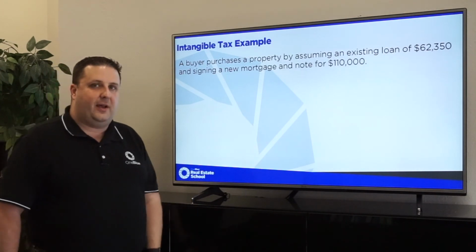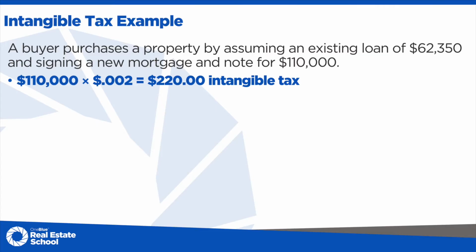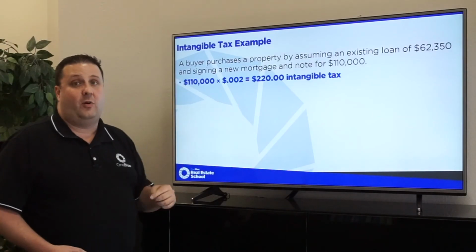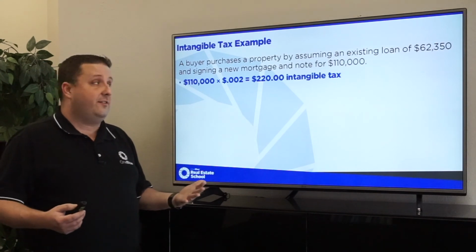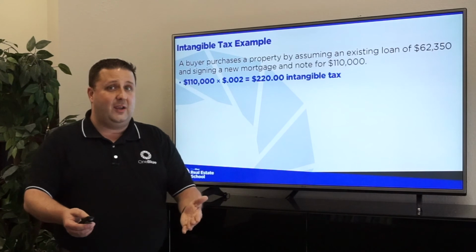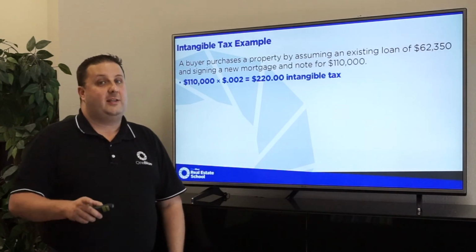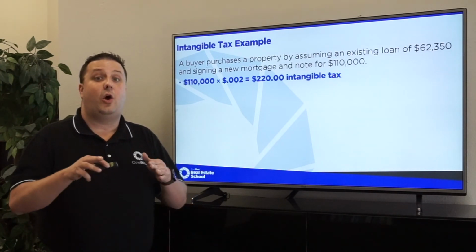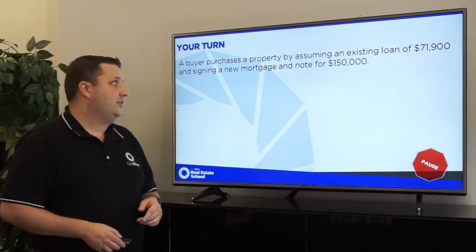So here's my complex math formula. 110,000 times 0.002 equals done. I was joking. Very simple formula. This is the only one of the three that's different. That's our tax, $220. You ready to give it a try? Remember, it's 0.002 and only on new mortgages.